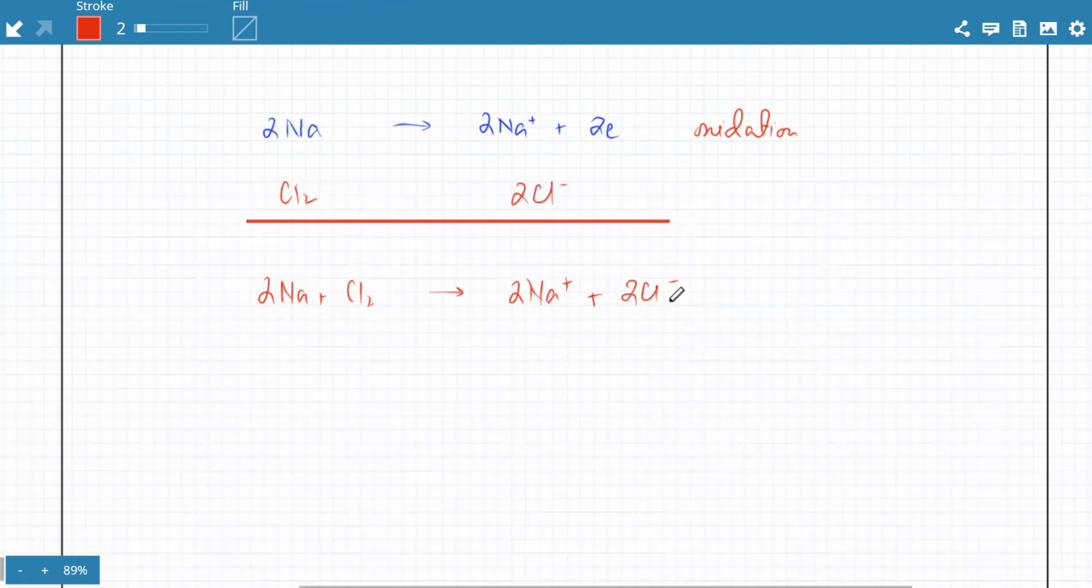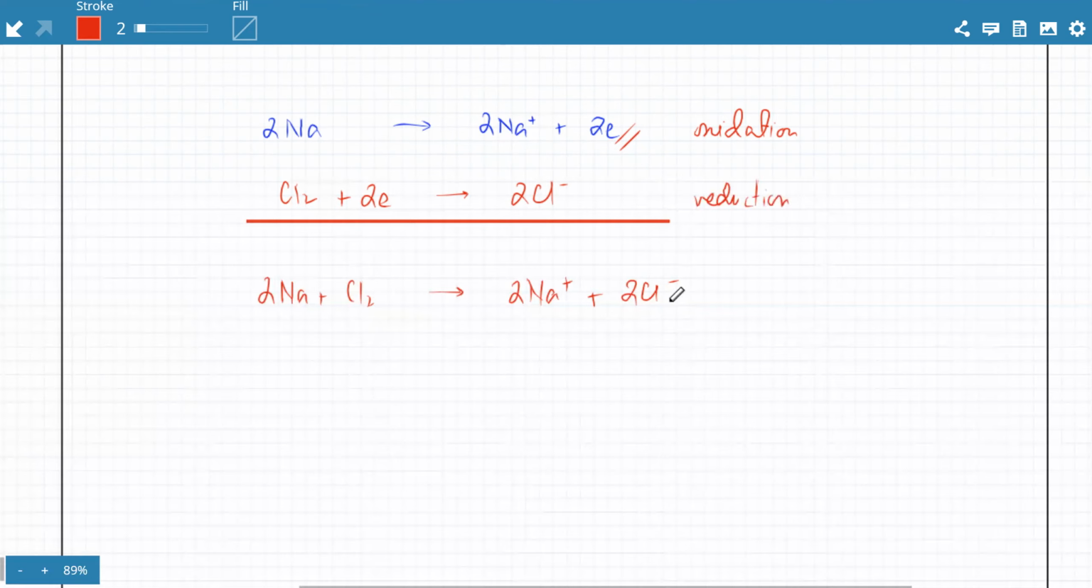The electrons are always balanced. So the number of electrons that are lost are the same, so the same number of electrons would be gained on this side. Is this clear? This is a very simple equation and you'll be able to figure out the reduction equation. Is this clear to everyone?